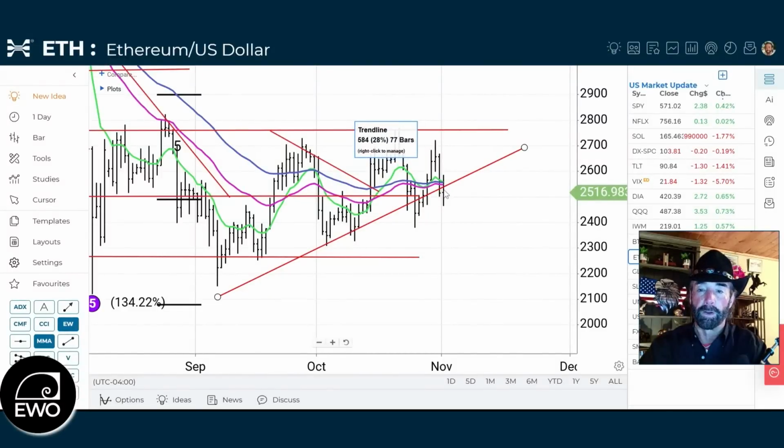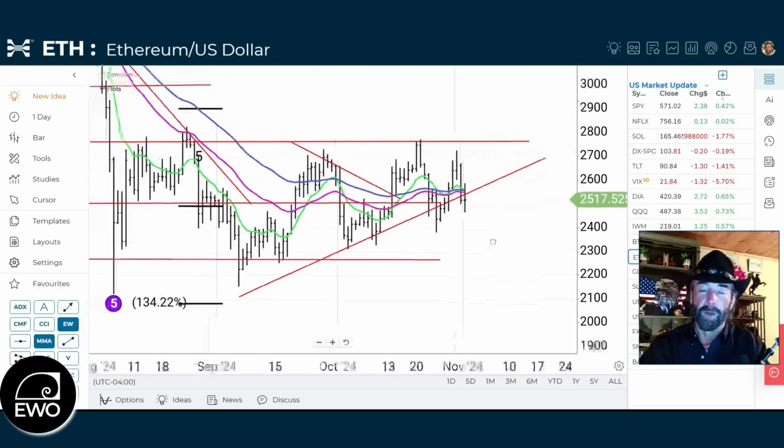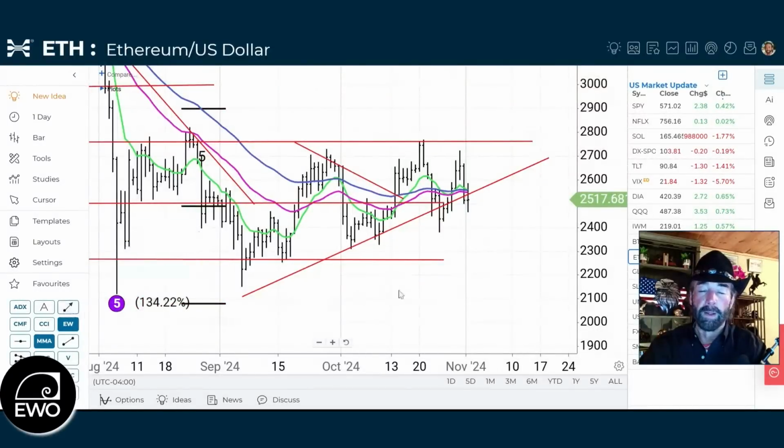We need to have Ethereum hold here and bounce back up. And if it can turn and bounce back up, that would be a golden ascending triangle. One of the biggest mistakes that I made in my early days of trading these triangles was wanting it to be too perfect, wanting it to get right into the point. They don't always do that.